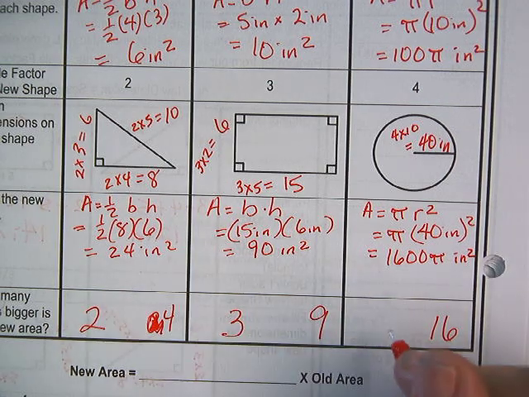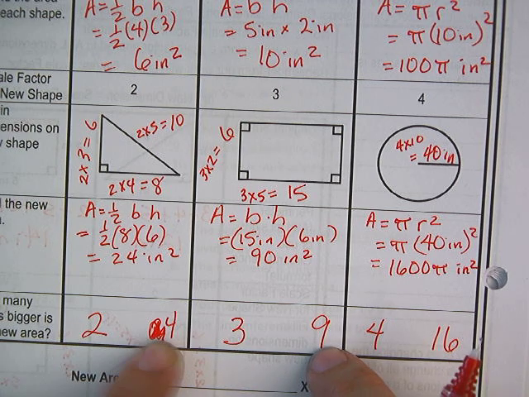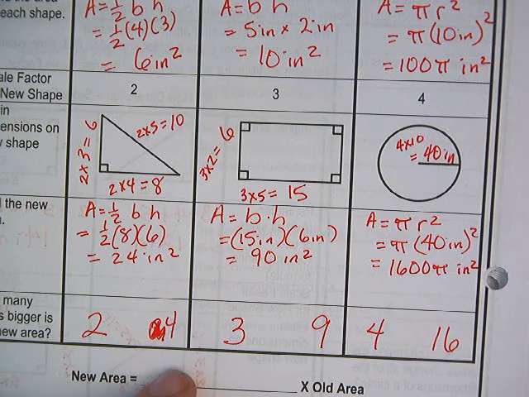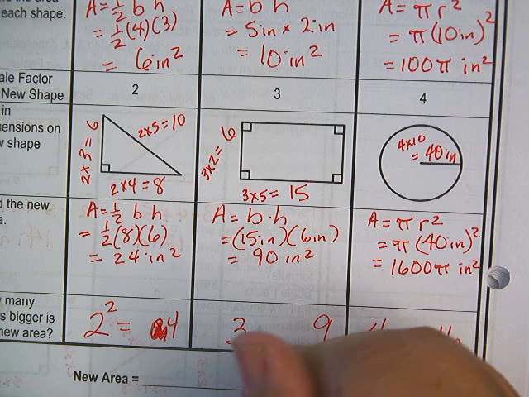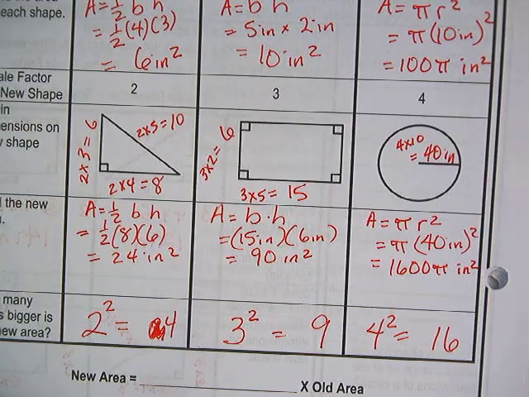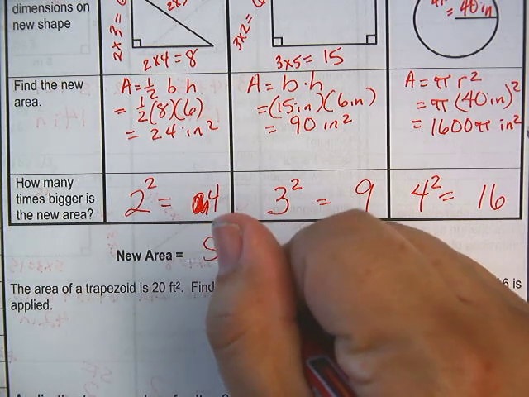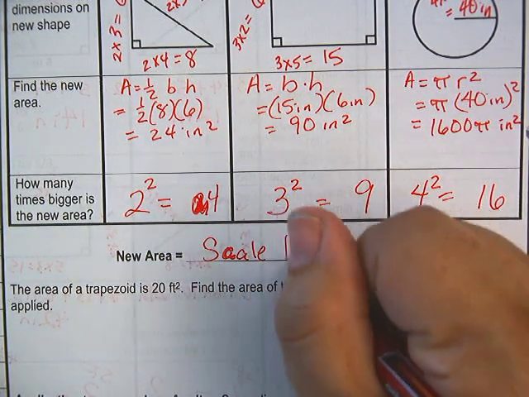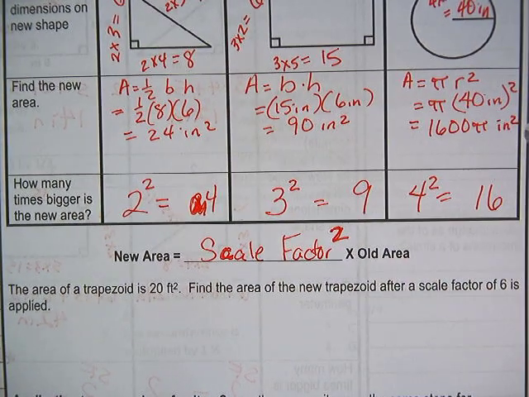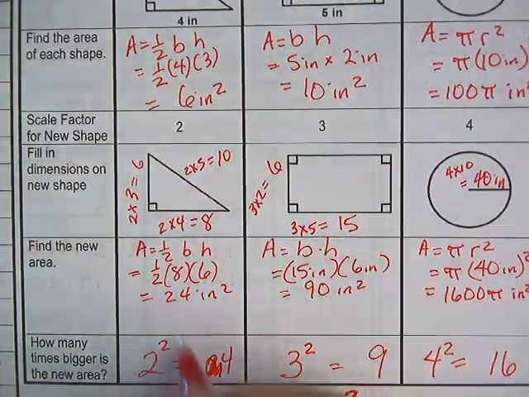All right. Now I'm going to put the scale factor and see if I can see a relationship between the scale factor and the factor of the impact on area. 2 went to 4, 3 went to 9, 4 went to 16. Well, that looks like 2 squared, 3 squared, and 4 squared. So the impact on area, the multiplier on area, is the scale factor squared. Oops, pretend I can spell. Squared.